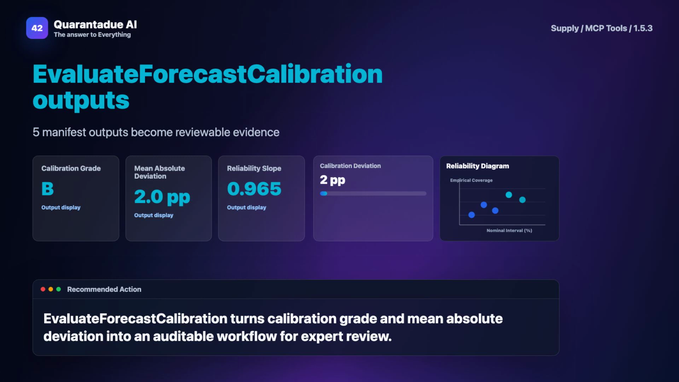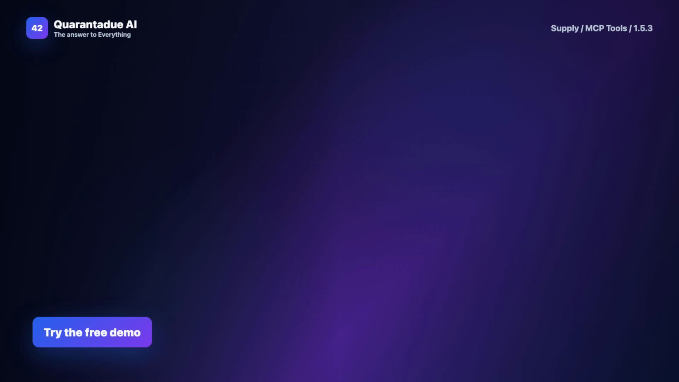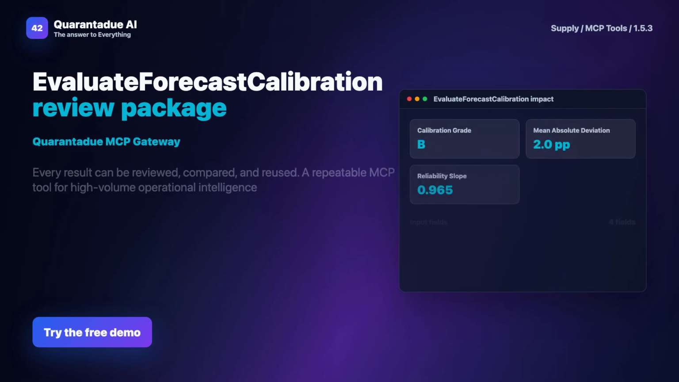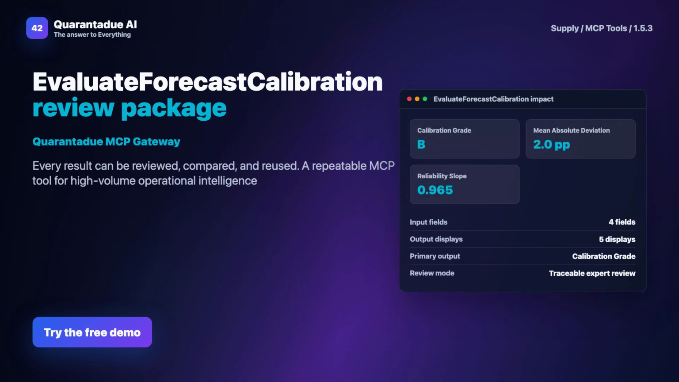Let me walk you through a hypothetical example. Imagine a consumer electronics company forecasting demand for a new product using a probabilistic model that outputs an 85% prediction interval. Over the past year, EvaluateForecastCalibration analyzes their data and finds that only 75% of actual sales fall within that interval. This indicates overconfidence. The intervals are too tight.